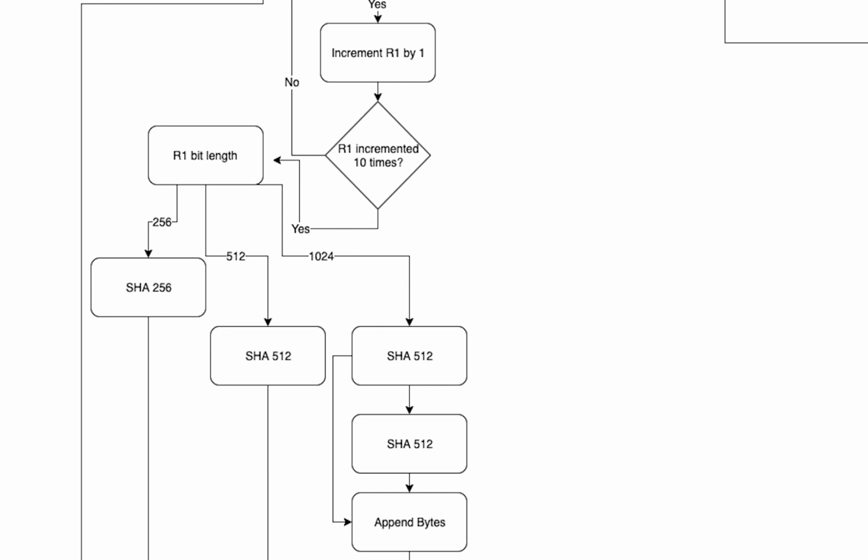On the 10th time, it calls a function called permute R keys, where it takes in the R1 key and applies a hash function to it depending on the bit length of the R1 key. So if it's a 256 bit, it applies SHA-256. If it's 512, it applies SHA-512. And if it's 1024, it applies SHA-512, then hashes that output a second time, and then appends the two halves together to create a 1024-bit R1 key. This is how it can ensure that it doesn't get stuck in a loop trying to increment the R1 key, and will eventually find a value that reaches the correct outcome of a prime Q.